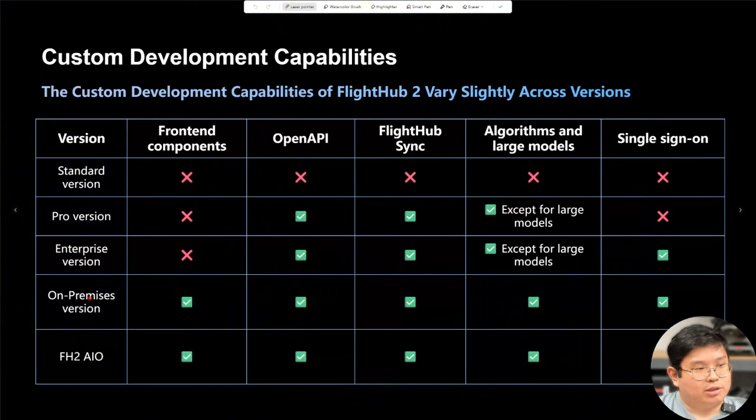The on-premises version and AIO support all these development capabilities without any issues. The Pro version and Enterprise version support OpenAPI, FlightHub Sync, and large language model algorithms. And for the Enterprise version, we support single sign-on.